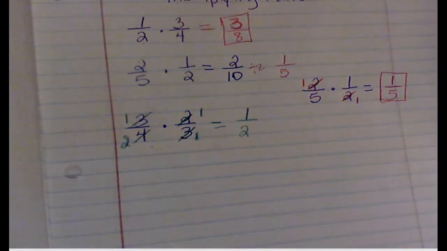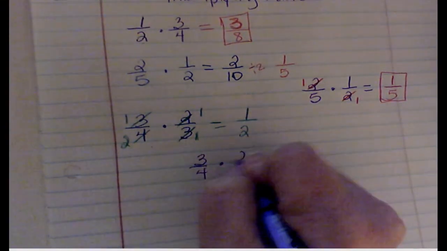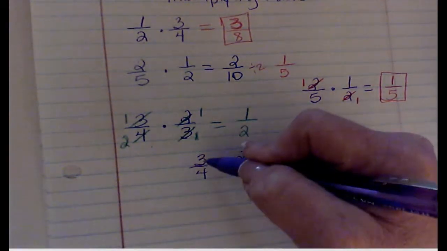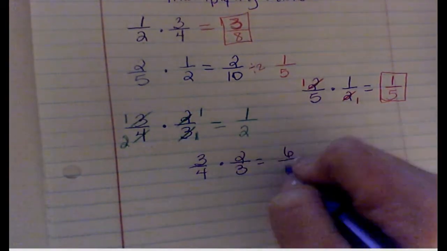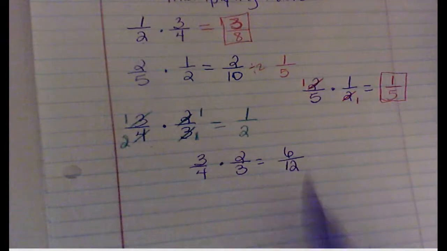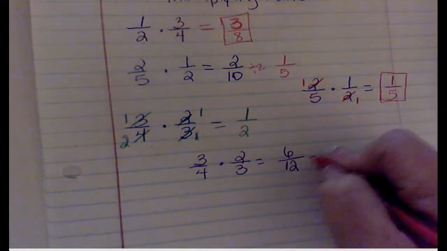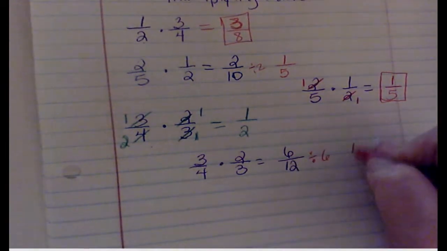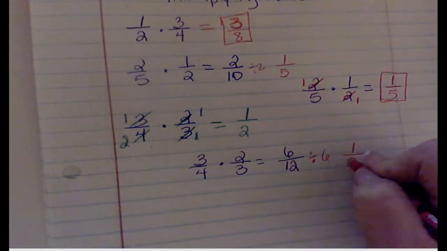But let's say you did not cross simplify. You would still have 3/4 times 2/3. You can multiply across. 3 times 2 is 6. 4 times 3 is 12. And now you can simplify. What can I divide 6 and 12 both by? Actually, I can divide them both by 6. 6 divided by 6 is 1. 12 divided by 6 is 2.